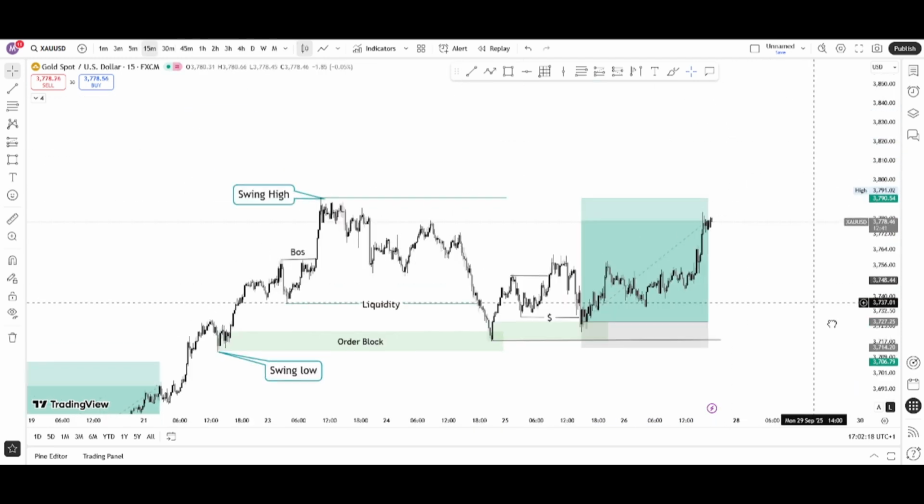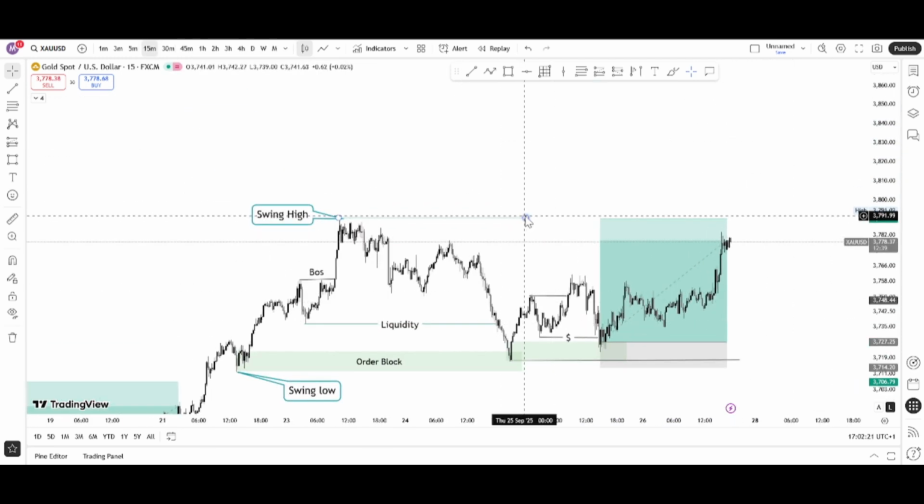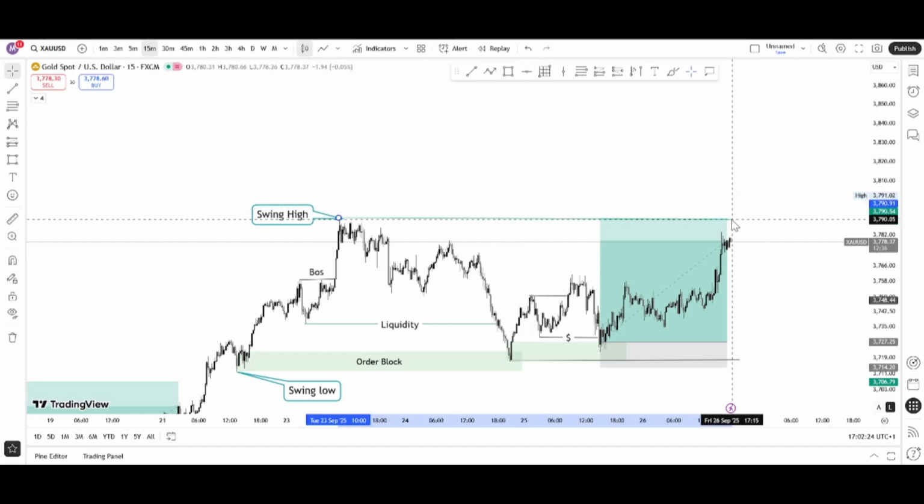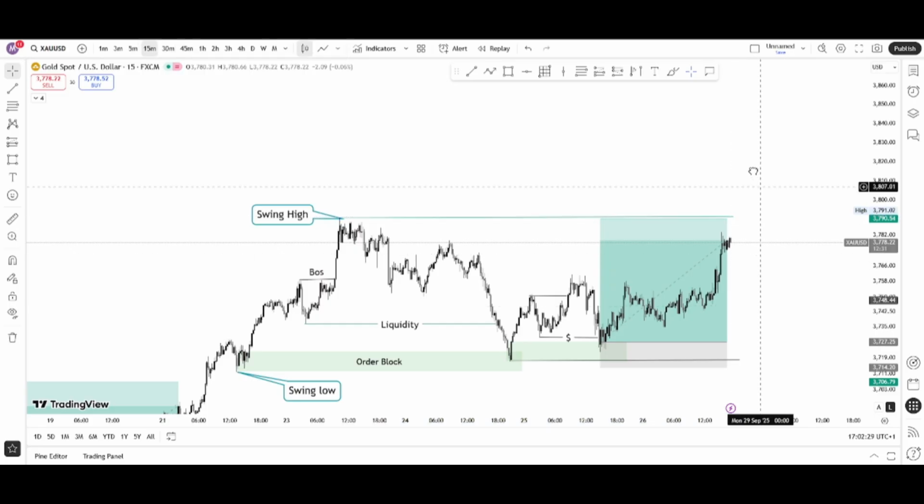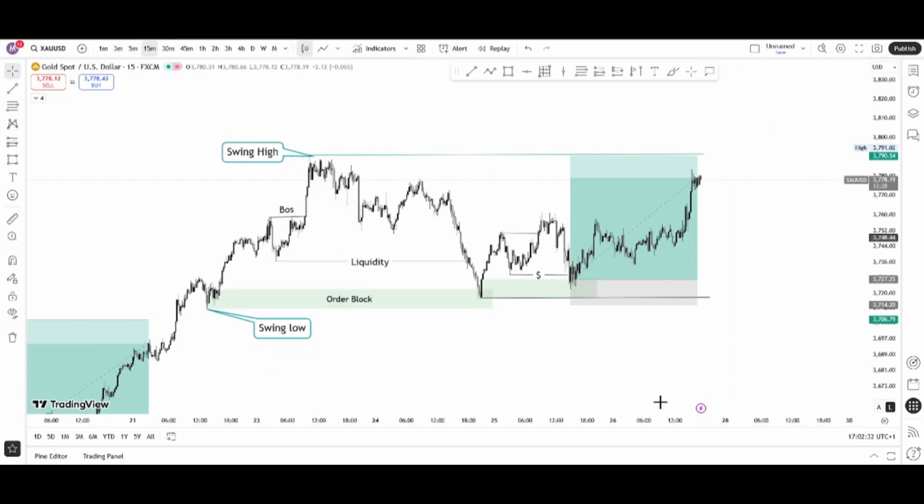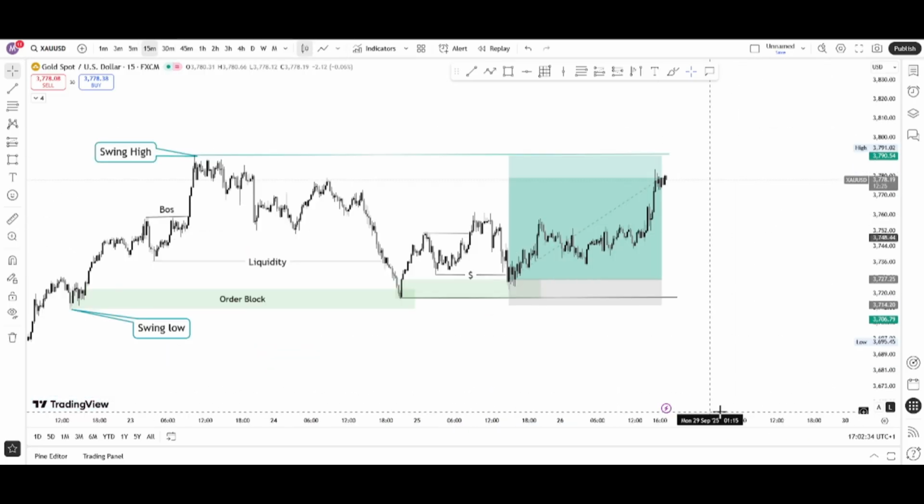I'm still expecting the market to take down this high, then continue. But for now, I'm out of the trade. I closed the trade here. So this was how I was able to take this trade with the algo market structure.